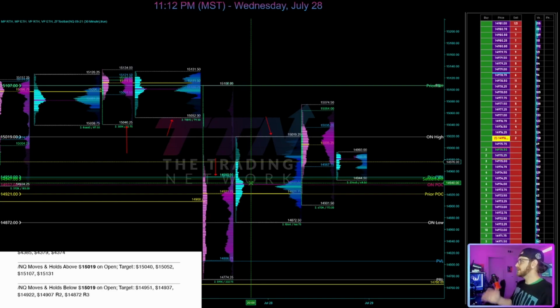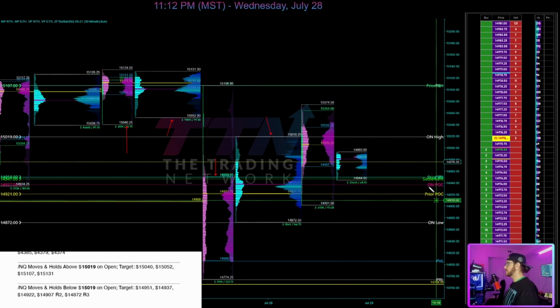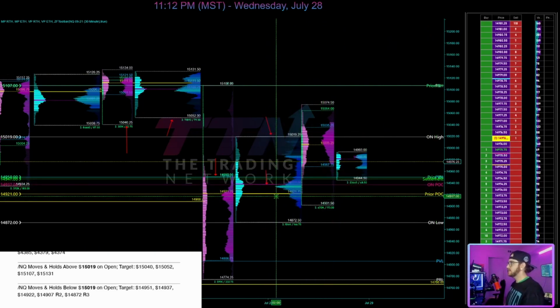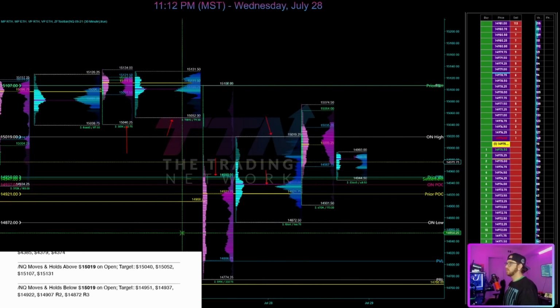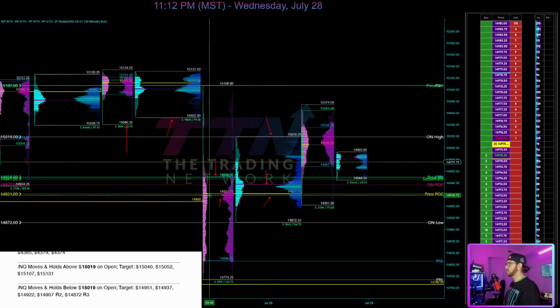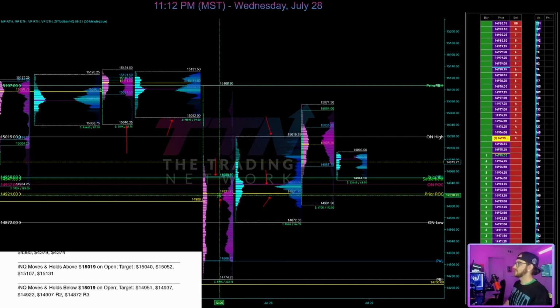So next lower level I was looking at was right here, 14,937. That was the overnight point of control, this pink line right here. That indeed got hit as well. Next level was 14,922. I was looking at this prior POC level right here from yesterday. It was a regular trading hours session, the July 27th session.